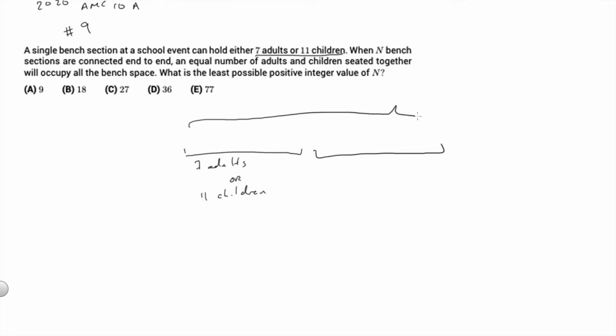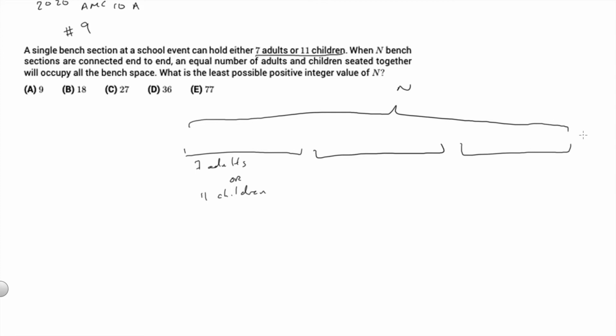Okay, so let's take a look. When we have one bench, one length of bench, we can have either 7 adults or 11 children. And we have n of these. There are n bench sections put together. So the number of benches that we have, we'll draw a couple more benches, is n. So we'll draw one more just in case. Okay, so let's see.